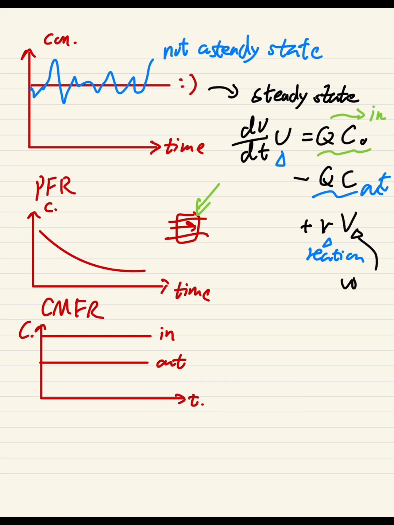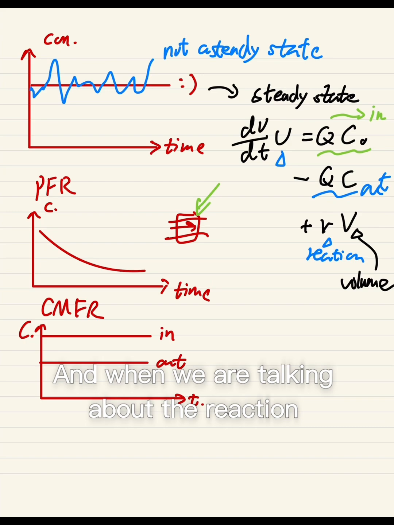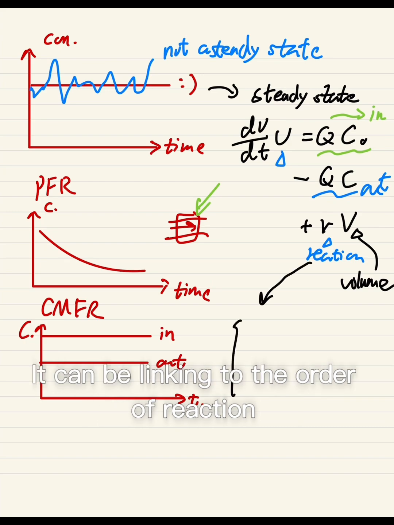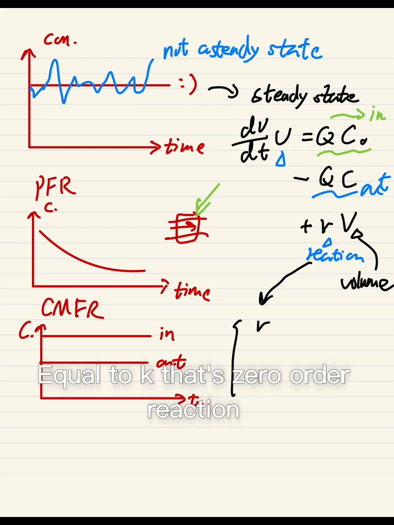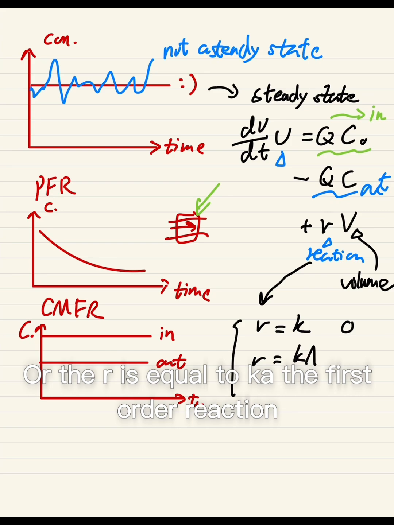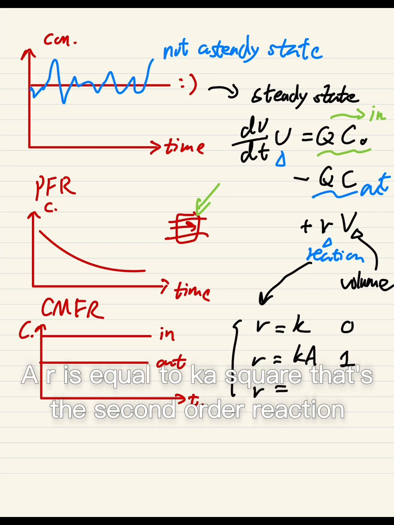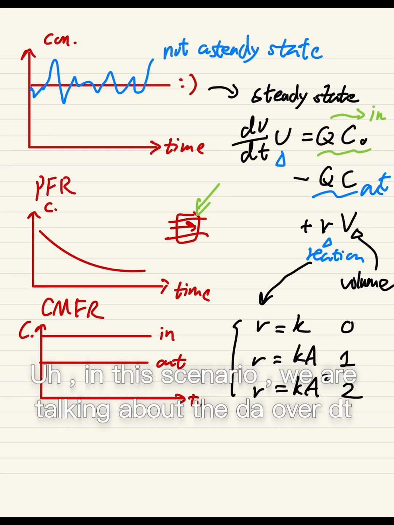This one is volume. When we are talking about the reaction, it can be linked to the orders of reaction, mainly R is equal to K, that's a zero order reaction. Or R is equal to KA, the first order reaction. Or R is equal to KA squared, that's the second order reaction. In this scenario, we are talking about dA over dt.